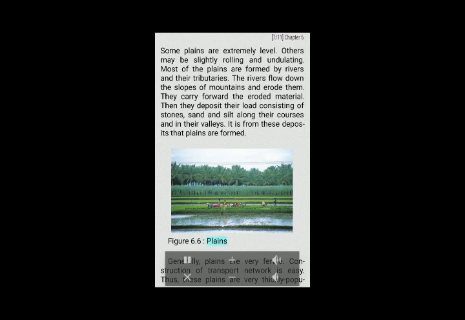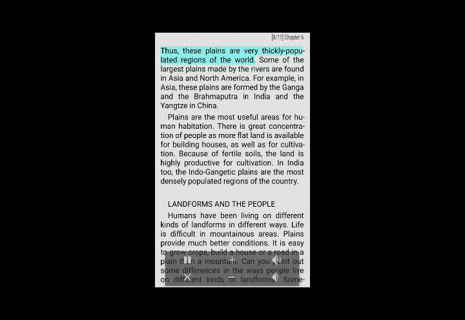Figure 6.6. Plains. Generally, plains are very fertile. Construction of transport network is easy. Thus, these plains are very thickly populated regions of the world. Some of the largest plains made by the rivers are found in Asia and North America. For example, in Asia, these plains are formed by the Ganga and the Brahmaputra in India and the Yangtze in China. Plains are the most useful areas for human habitation.